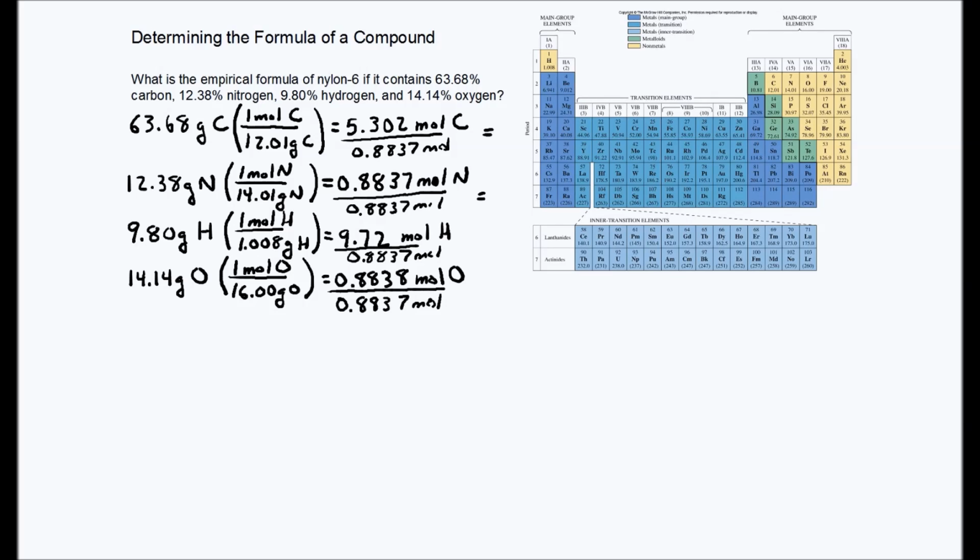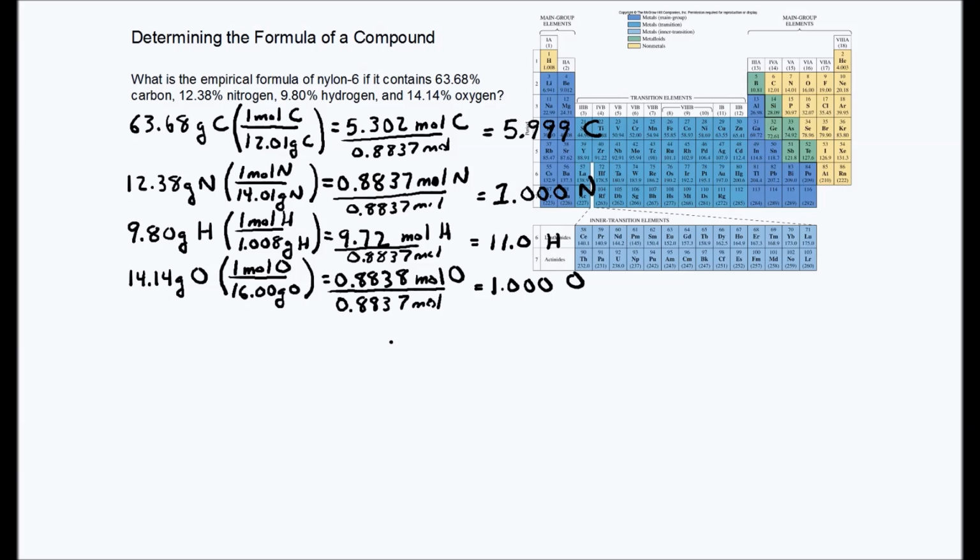And so what do I find for my ratio now? 5.302 divided by 0.8837, I find 5.999 carbon. 0.8837 divided by 0.8837 is 1, so 1.000 nitrogen. 9.72 divided by 0.8837 gives me 11.0 hydrogens, and 0.8838 divided by 0.8837 gives me 1.000 oxygens.